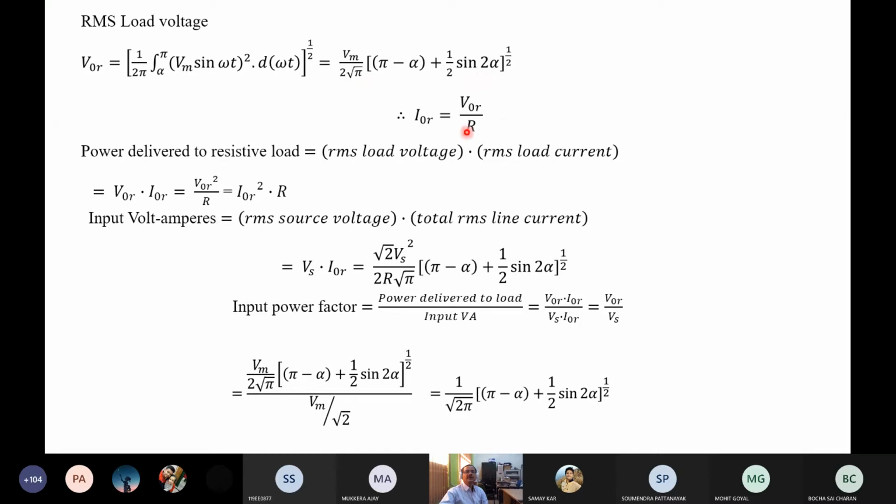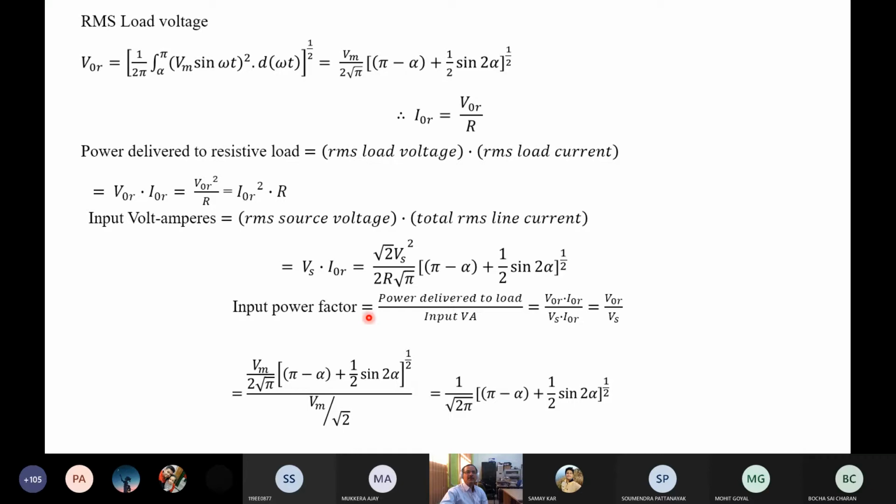RMS current is Vrms by R. Power delivered to the load is RMS load voltage times RMS load current, which is Vrms squared by R or Irms squared times R. Input volt ampere is the RMS source voltage times the RMS line current. Here the RMS line current is nothing but the RMS load current.